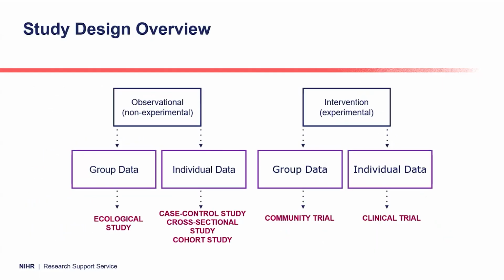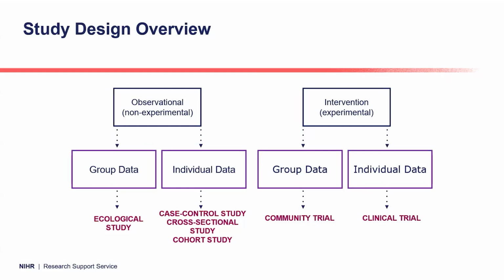So study design is very important. If you choose the wrong design for your study, you may not be able to use the results. There are two main types of design: observational, which is non-experimental studies, they don't involve an experiment, and intervention or experimental studies. For both of these, you can collect information on groups of patients, such as GP practices or schools or any group of patients, or you could collect data on individual participants. There are advantages and disadvantages of each type of study design.